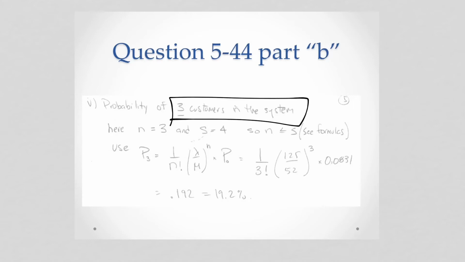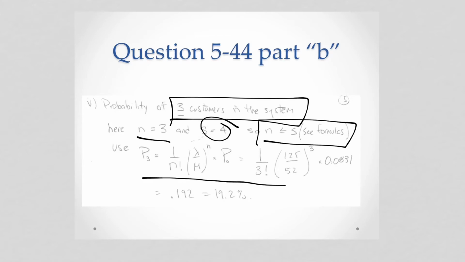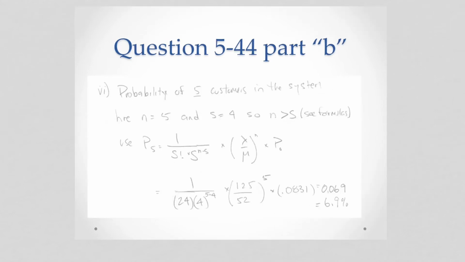Here, N is 3 because there's 3 customers in the system. S is 4 because it's 4 channels. And if you look at the formulas, you'll see the formula for that is given. Plug and chug, and you get your P3. So I recommend certainly that you take a look at the formula. You may want to try this yourself without looking at the video or the solution, and make sure that you understand where the numbers come from. But it's literally, once you get the right formula, you know your lambda, you have your mu, you have your P0, you have everything, you plug it in and you can get the right answer.